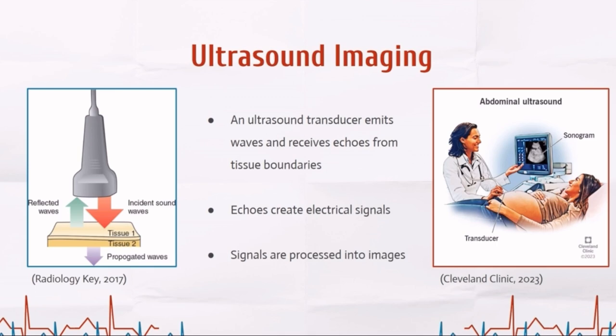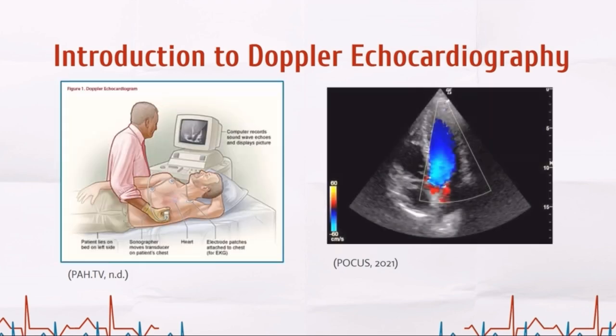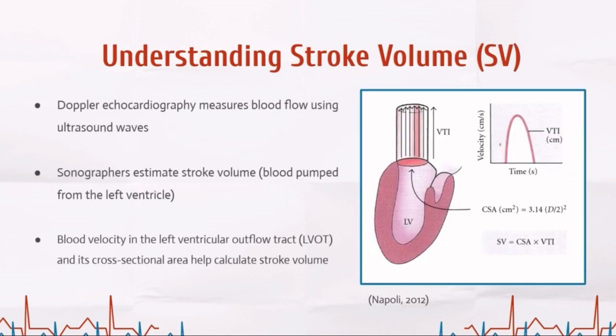But wait, what if we're trying to create images of structures of the body that are moving, like the heart, for example? This is where the Doppler effect becomes especially useful in medical imaging. Doppler echocardiography is a type of non-invasive heart exam that uses ultrasound waves to image blood flowing through the heart. In this type of medical exam, sonographers estimate the left ventricle's stroke volume, which is the blood pumped out of the heart's left ventricle and into circulation throughout the body.